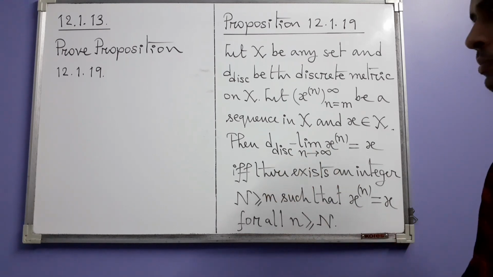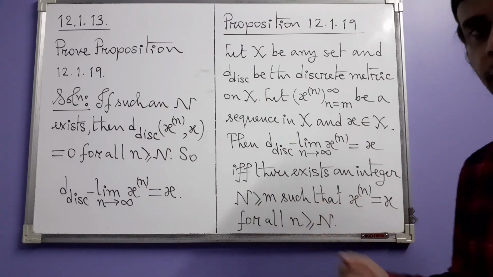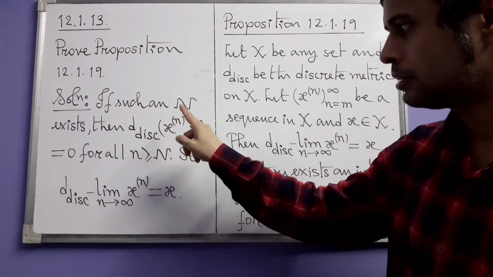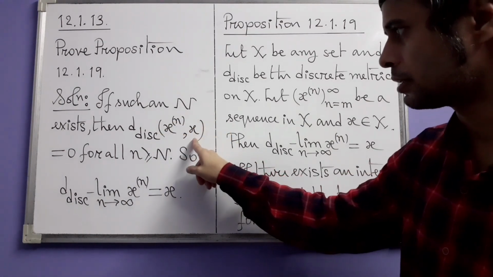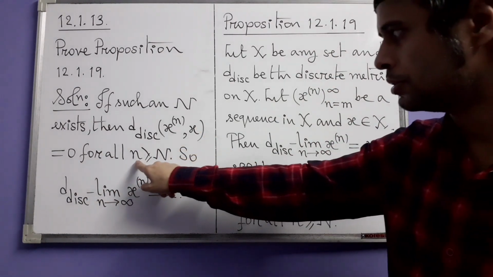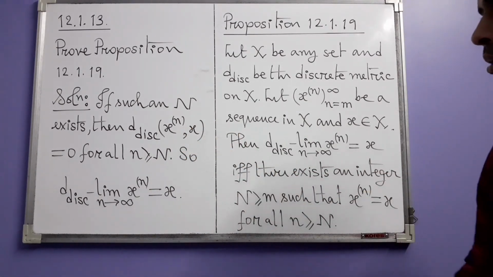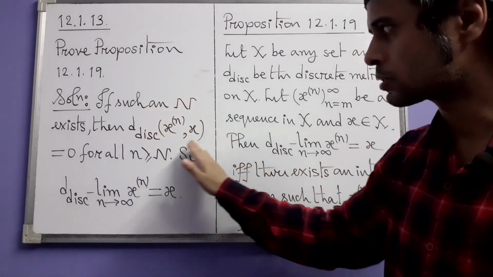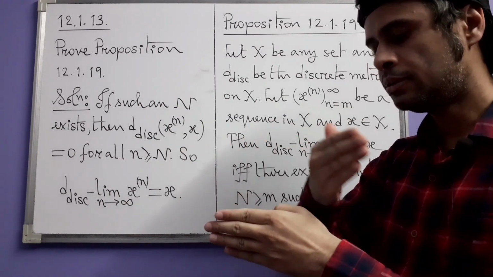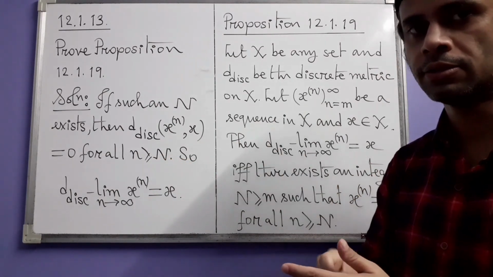So let's prove this. We first assume that such an integer N exists for which this happens. If such an N exists, then the discrete metric distance between xn and x is equal to 0 for all n greater than or equal to N. Why? Because for these n's, xn is actually equal to x, so obviously the distance would be 0. But then if you think of the sequence whose terms are these real numbers, that sequence is constantly 0 starting from when n is equal to capital N.